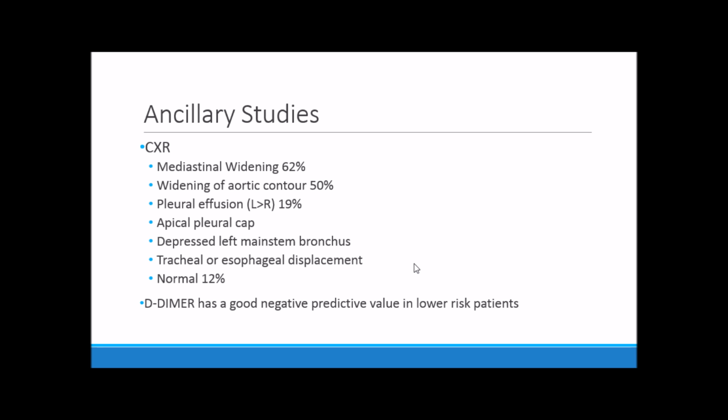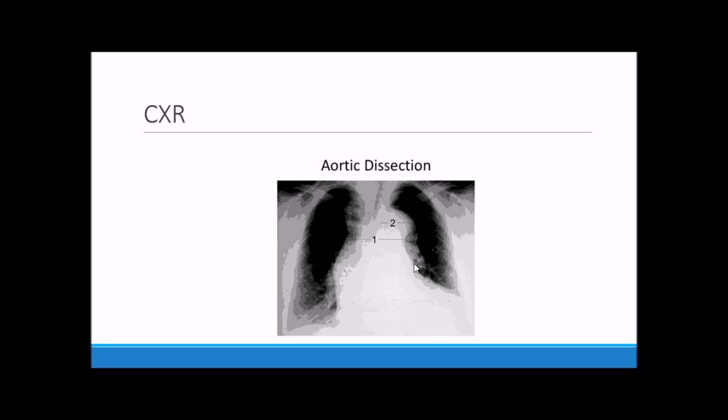D-dimer, by the way, has a decent negative predictive value in patients that you think are low risk. But the problem with this is we don't have really good risk stratification tools to help you decide who is low risk, and we don't have a fantastic idea exactly how good the negative predictive value is.